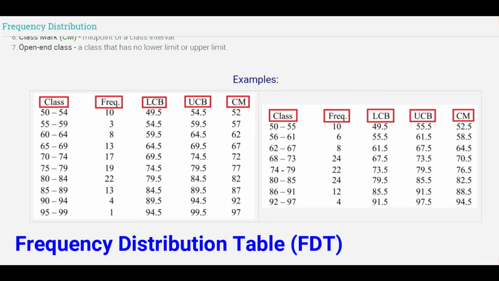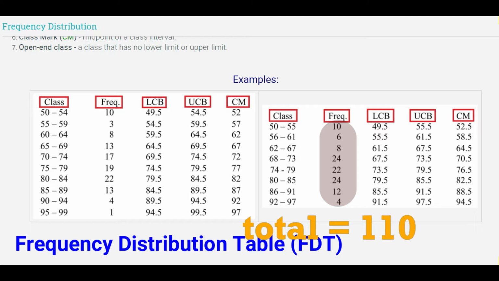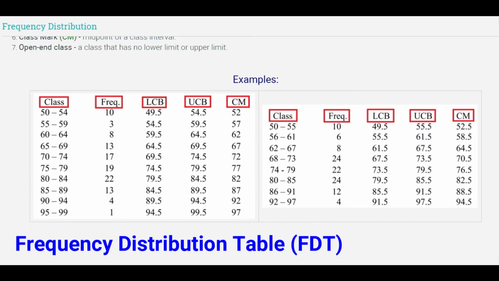Now, this is another tabular version of the previous dataset. We can see here that there are only 8 classes with a uniform class size of 6. So the values appearing here in the frequency column will change depending on which class interval they will fall into. And remember, if nothing falls into a particular class, just write 0. And another thing: the sum of all frequencies here should equal the number of scores in the raw data, which is 110.